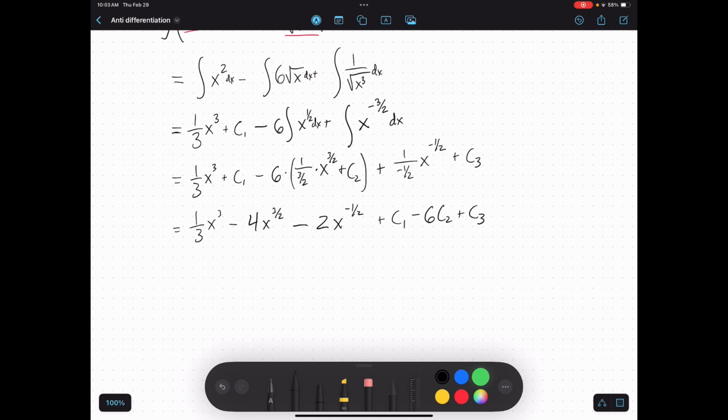So this is what I want to highlight here. And I've kind of mentioned this earlier. What do I get when I do an arbitrary constant minus 6 times an arbitrary constant plus another arbitrary constant?